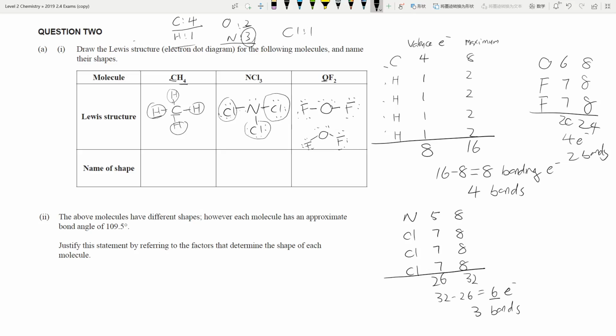So this is a bent shape, not a linear shape. So this is bent. This is trigonal pyramid, and the CH4 is tetrahedral. Okay, so as you can see, the question asks you how do they have different shapes, but then they have a bonding of 109.5 degrees. So you need to understand what shapes a molecule actually means.